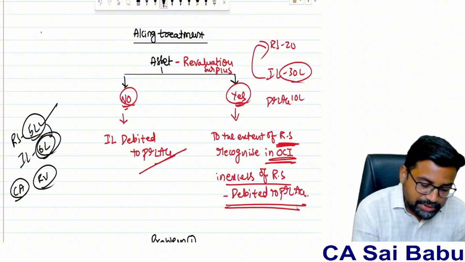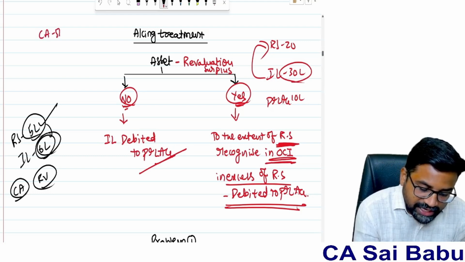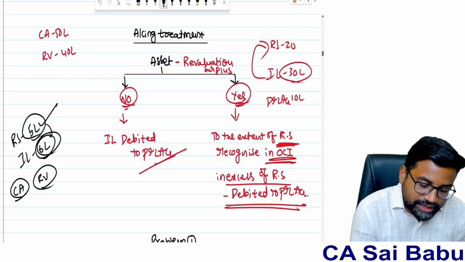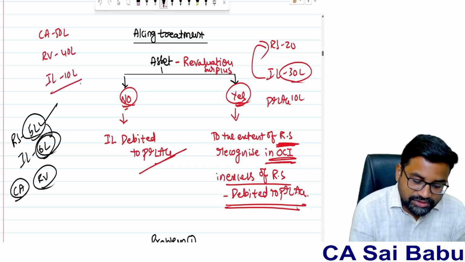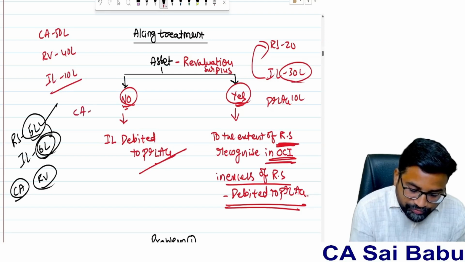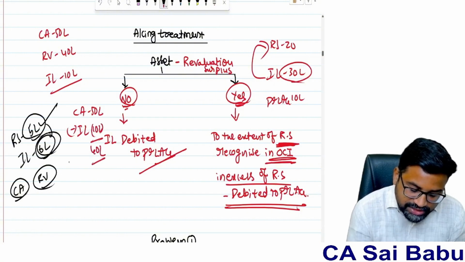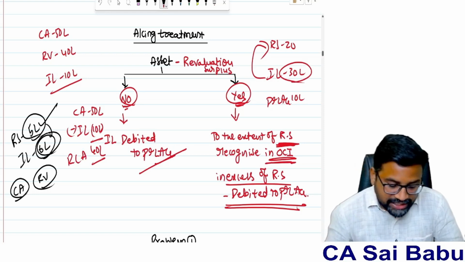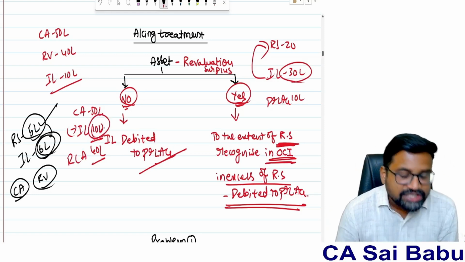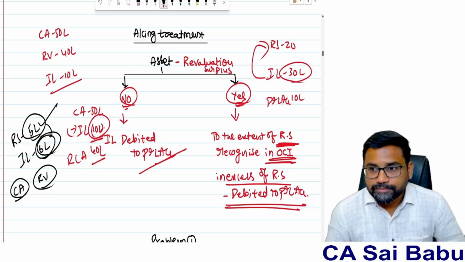Suppose for example, carrying amount of the asset 50 lakhs, recoverable value 40 lakhs. So carrying amount minus recoverable value, that means impairment loss 10 lakhs. So therefore, carrying amount 50 lakhs minus impairment loss 10 lakhs, so 40 lakhs. What is this? This is the revised carrying amount of the asset. Now this 10 lakhs will go to P&L account.